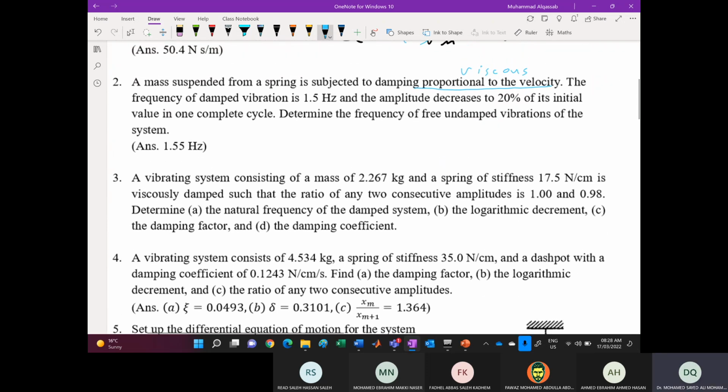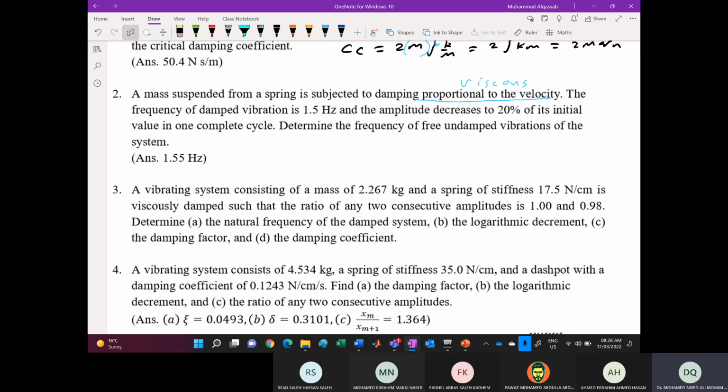The frequency of damped vibration. Okay, so here question 2. The system is a spring mass and damper, and the properties of the damper is viscous. That is what we mentioned about viscous damper, that the force is directly proportional with velocity, and it is mentioning the properties. The frequency of damped vibration is 1.5.